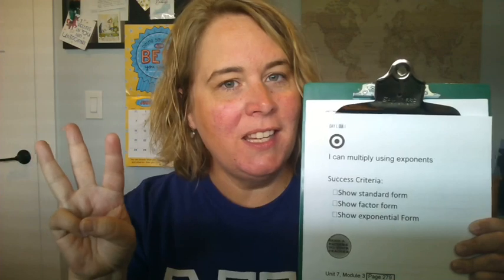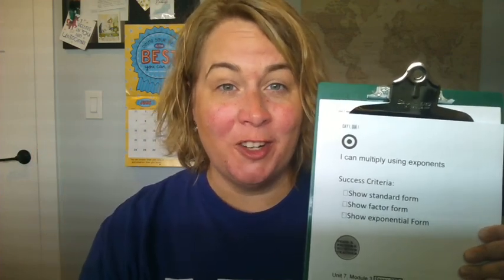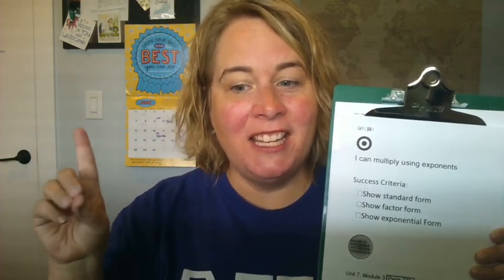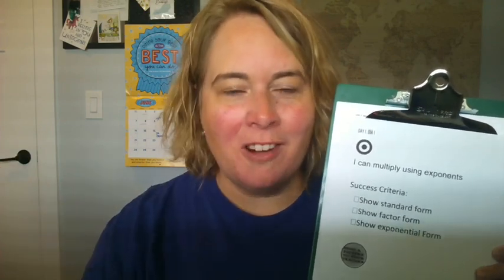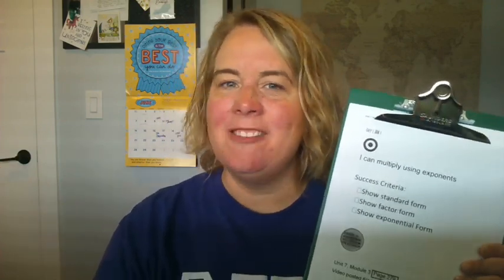You have 3 steps that you'll need to do for your success criteria. You're going to need to show the standard form, the factor form, and the exponent form or the exponential form. And I'm going to go over all of those. So right now, those might sound new to you.